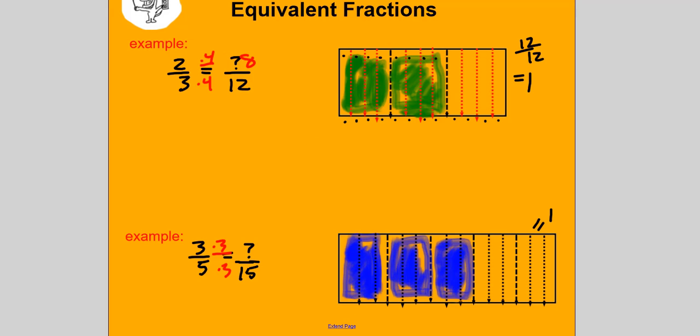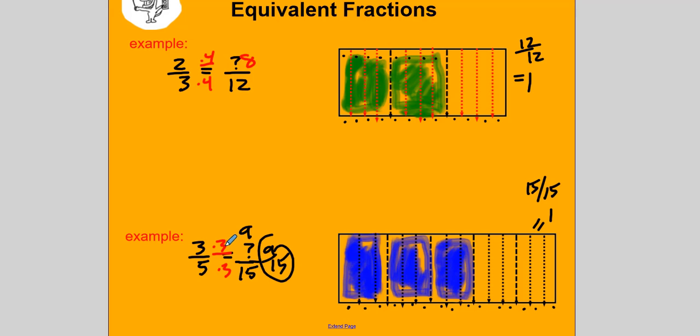Each of the fifths I'm breaking up into 3 more parts. So I have 1, 2, 3, 4, 5, 6, 7, 8, 9, 10, 11, 12, 13, 14, 15 total. So 15/15 equals 1 whole. So now 3/5 in terms of 15ths, you can see 3, 6, 9 has to be 9/15.